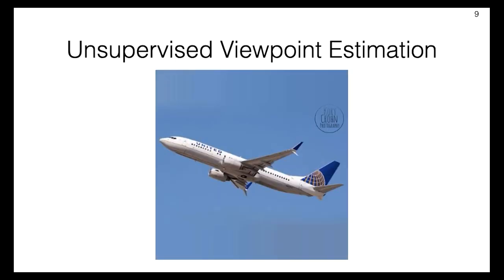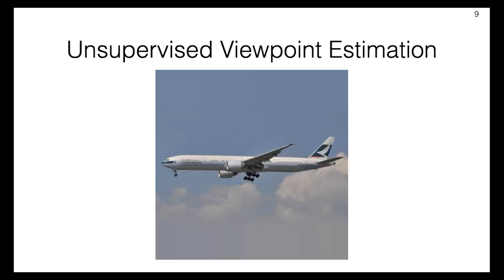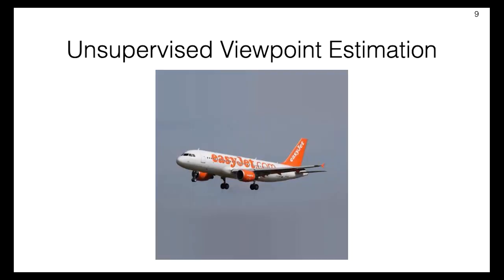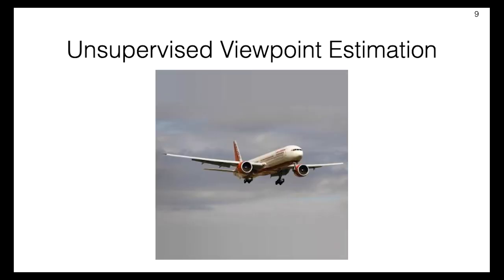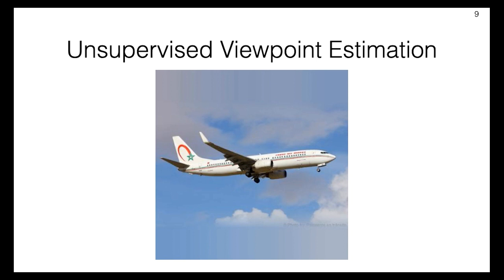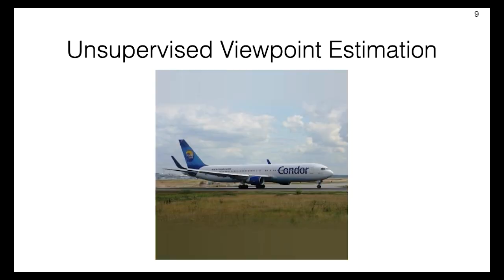Here is an example of images that have been linked to each other based on the estimated relative viewpoint by using the procedure just described. As you can see, the sequence shows real images of airplanes that have been automatically sorted so that the viewpoint undergoes a 180 degrees change.